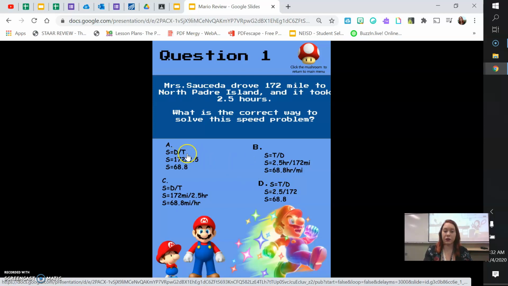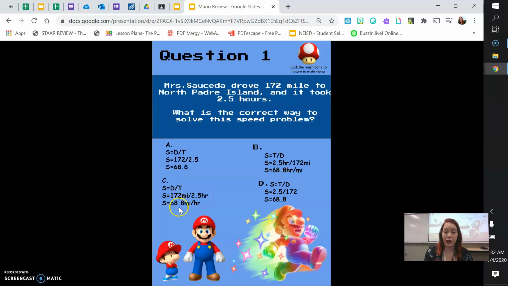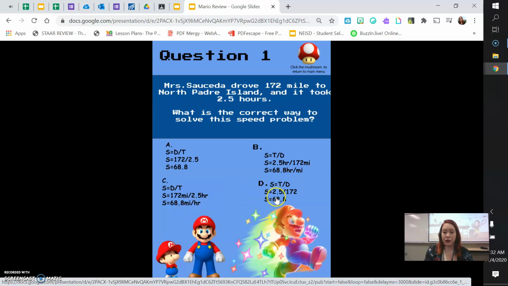A says distance divided by time. 172 divided by 2.5 gives us 68.8. B says it's time divided by distance. So you take the 2.5 and divide it by 172. And that'd give you 68.8 hours per mile. C says you take your distance divided by the time. So you'll take 172 miles, divide that by 2.5 hours, and that will give you 68.8 miles per hour. And then D says you'll take your time, 2.5, divided by your distance, 172, and your speed will equal 68.8.